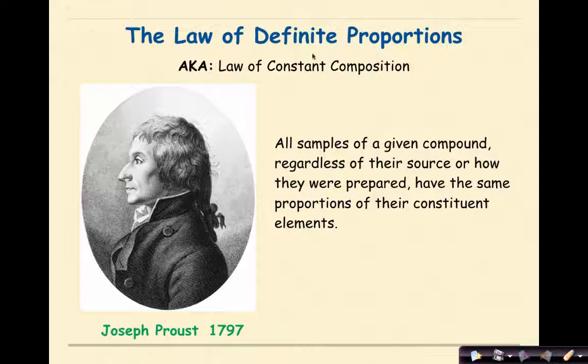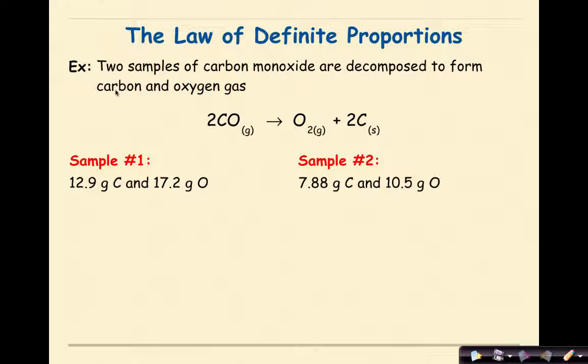Now let's talk about the law of definite proportions, also known as the law of constant composition. All samples of a given compound, regardless of their source or how they were prepared, have the same proportions of their constituent elements. Let's look at an example of this. 2 samples of carbon monoxide are decomposed to form carbon and oxygen gas, and here is my chemical equation representing that. I have 2 samples of carbon monoxide from different sources. I need to see that the ratio between the carbon and the oxygen in each one of these samples is the same, no matter that the beginning masses are different.